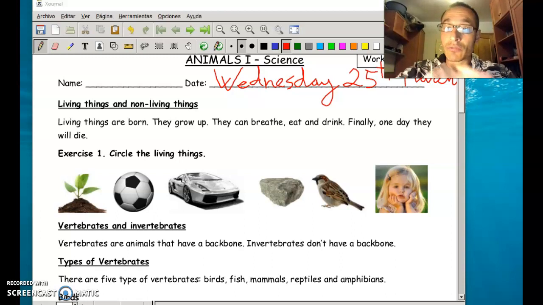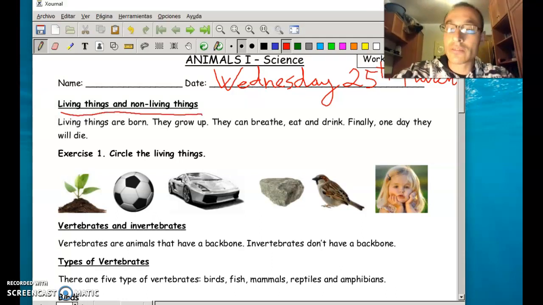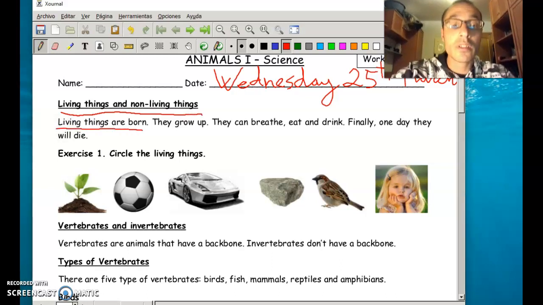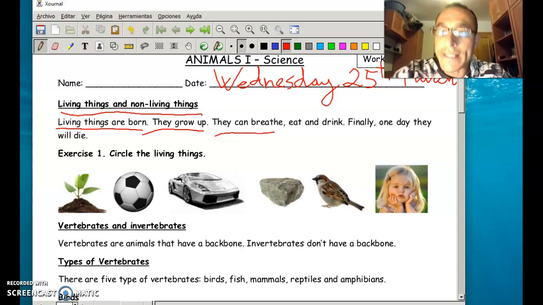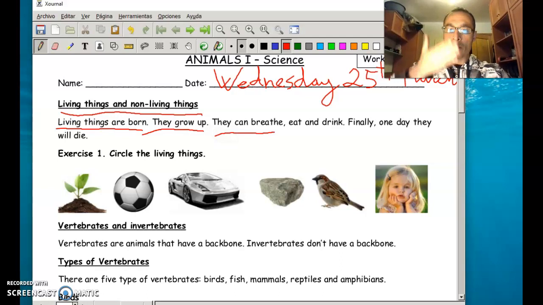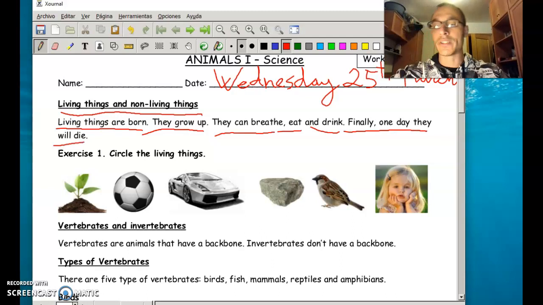Okay. So I'm going to start with living things and non-living things. Here you can see living things and non-living things. Living things are born, they grow up, so they are born, right? They grow up, they can breathe, eat, and drink, right? And finally, one day they will die.